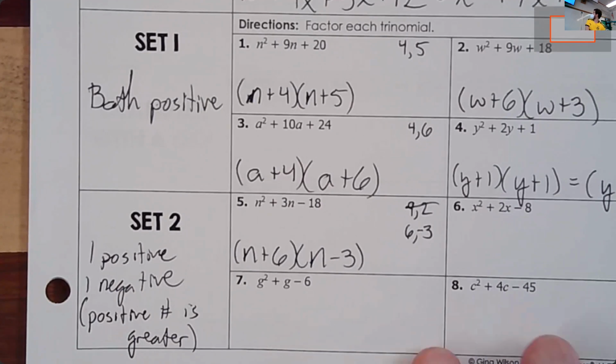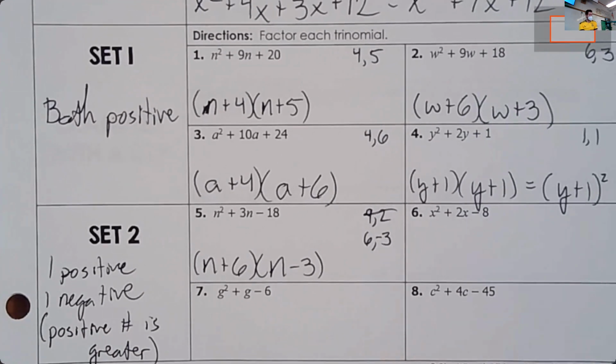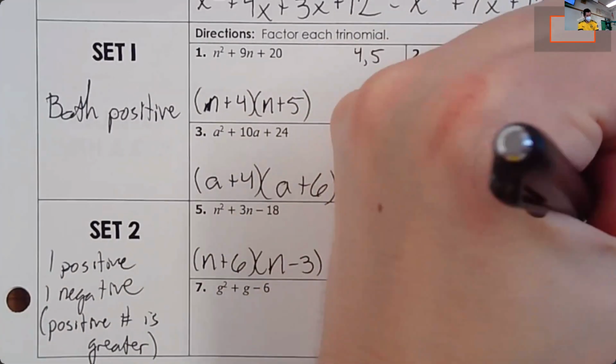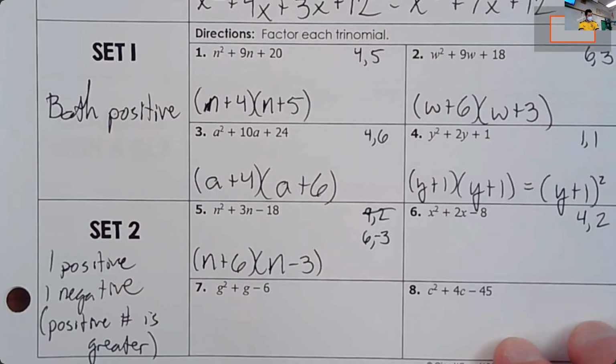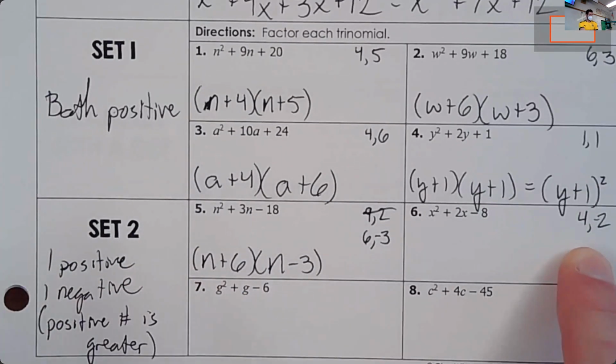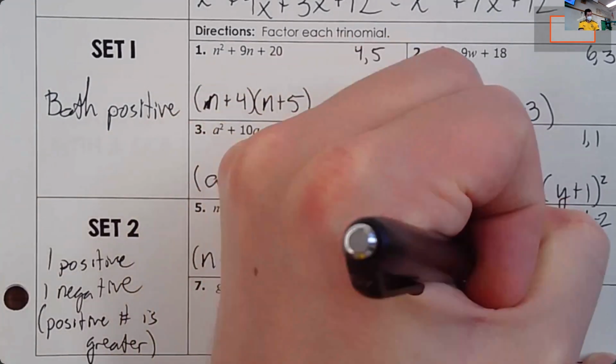All right. How about number 6? Two numbers that multiply to 8, one's positive, one's negative, and they add to equal positive 2. Start just by giving me two numbers that equal 8 when you multiply. 4 and 2. All right. If we make the smaller one negative, does that add to equal 2? Yeah. So 4 and negative 2. x plus 4, x minus 2.